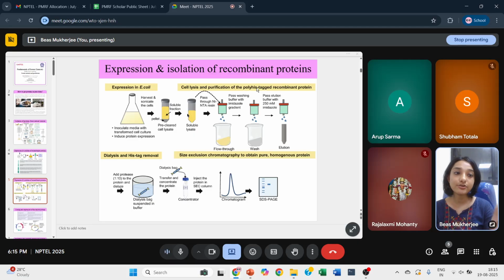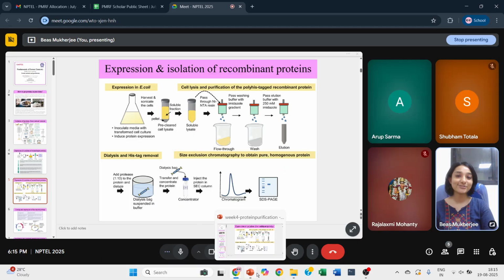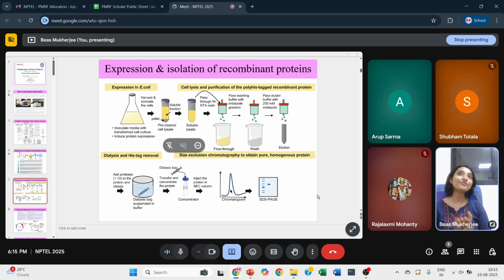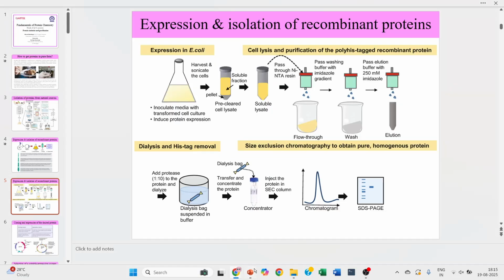Okay, and then also in between, using size exclusion and SDS-PAGE, you check whether your protein is there or not, whether it is having any impurities or not. If there are impurities, there will be other bands also, other than your protein. Okay, so that is the entire process. So this entire process takes around 2 to 3 days minimum. Okay, that is minimum, right?